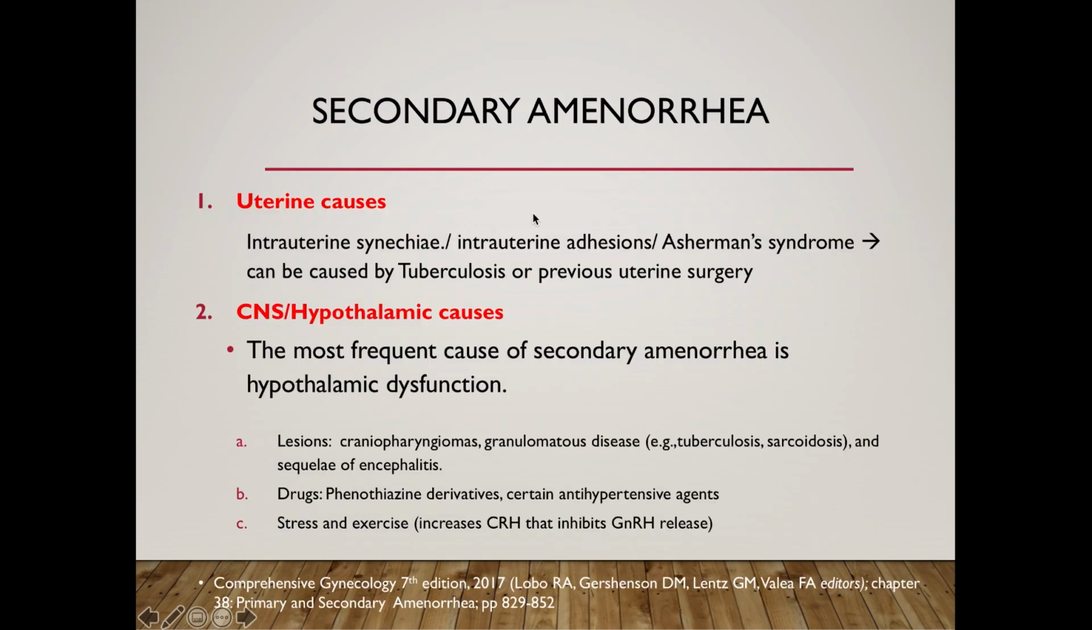Now, for the causes of secondary amenorrhea, we have uterine causes, and an example for this will be the Asherman syndrome, which is also called intrauterine adhesions or intrauterine synechia. We also have the CNS and hypothalamic causes, and these are the most frequent cause of secondary amenorrhea. Under this, we have CNS lesions such as the craniopharyngiomas, granulomatous disease, and sequela of encephalitis.